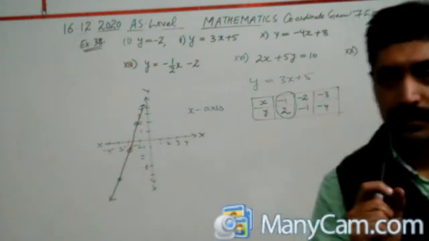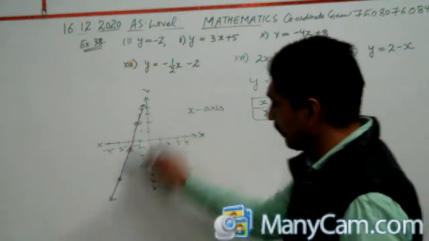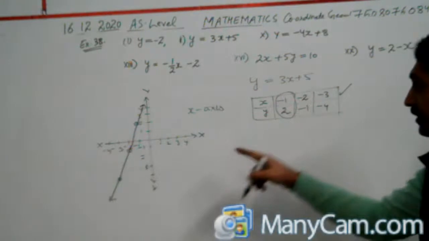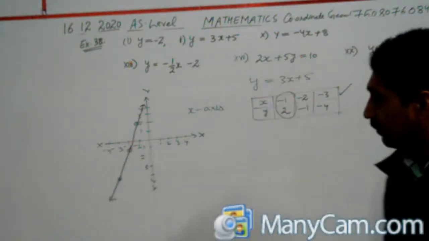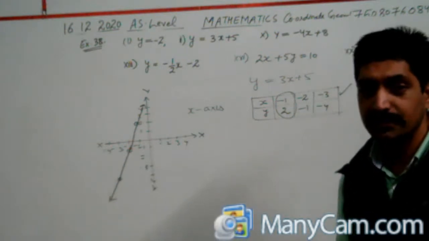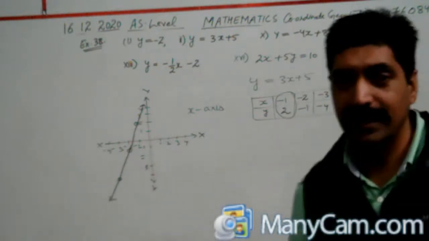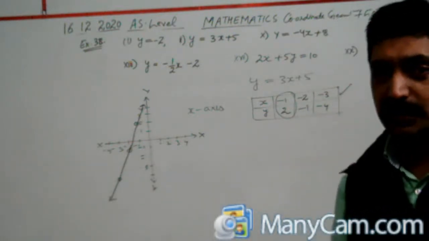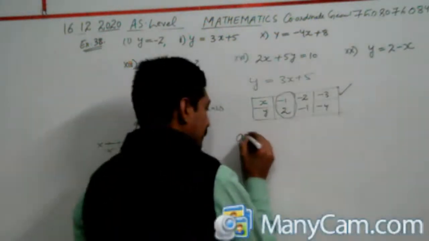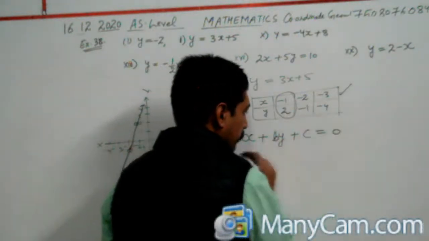A straight line has infinitely many solutions. So we are just finding 2 or 3 points, and we know that 2 points are sufficient to draw a line. So this line is represented by this equation. This is the general equation that we have discussed, that is ax plus by plus c is equal to 0.